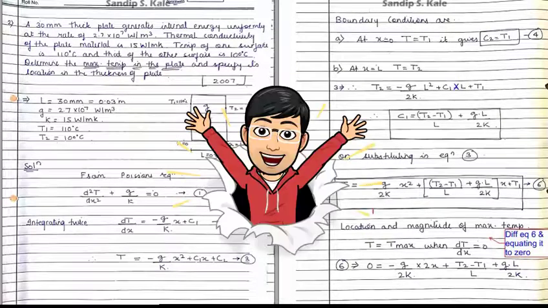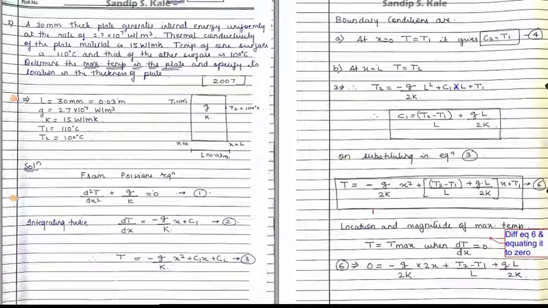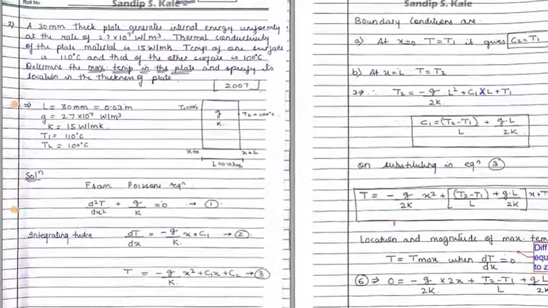So today we will start with the numericals. In the previous session we have seen the numerical on a plane wall. So we will continue with the plane wall by taking a different example. So what is given in the example?